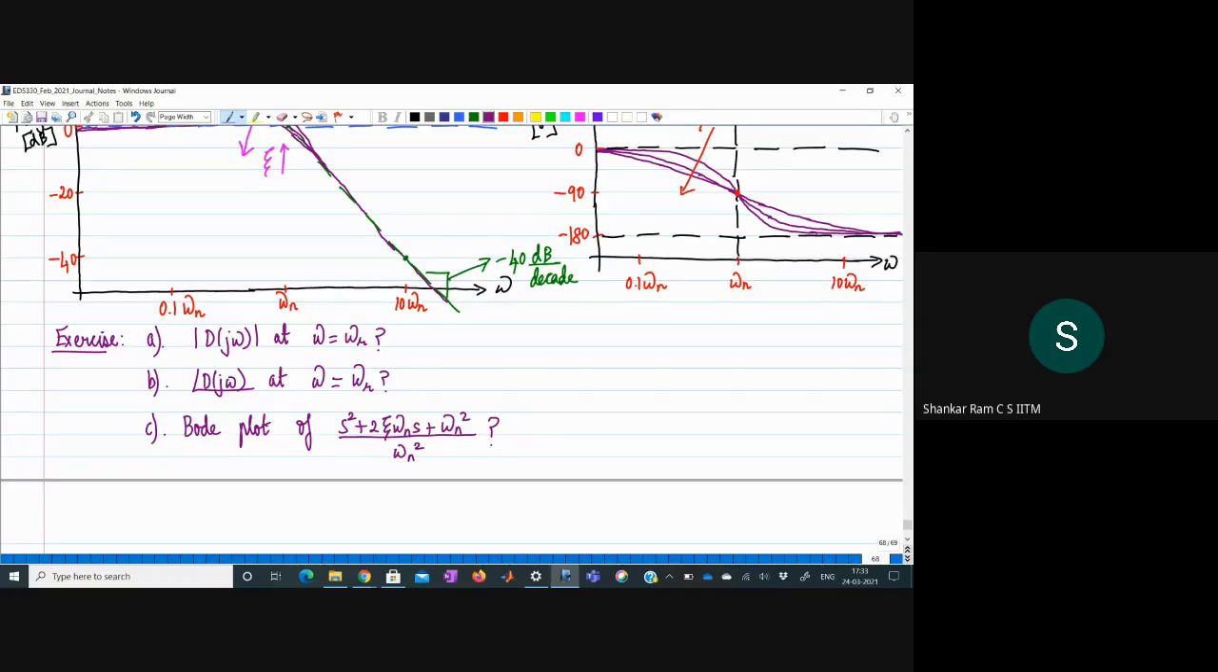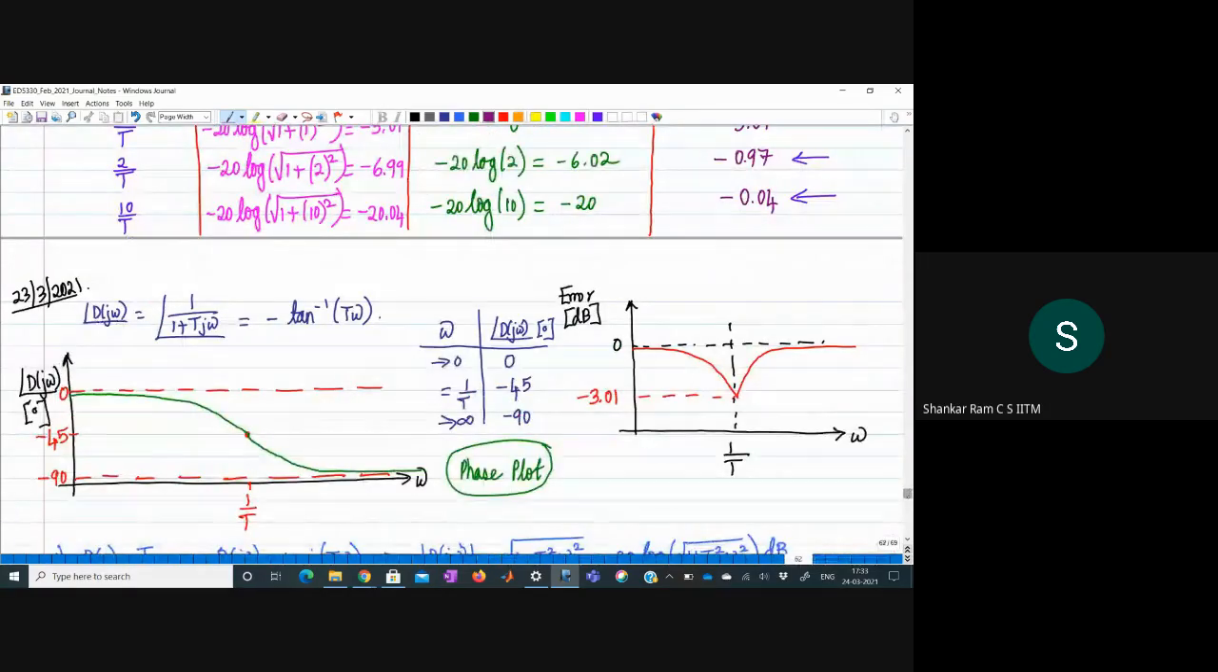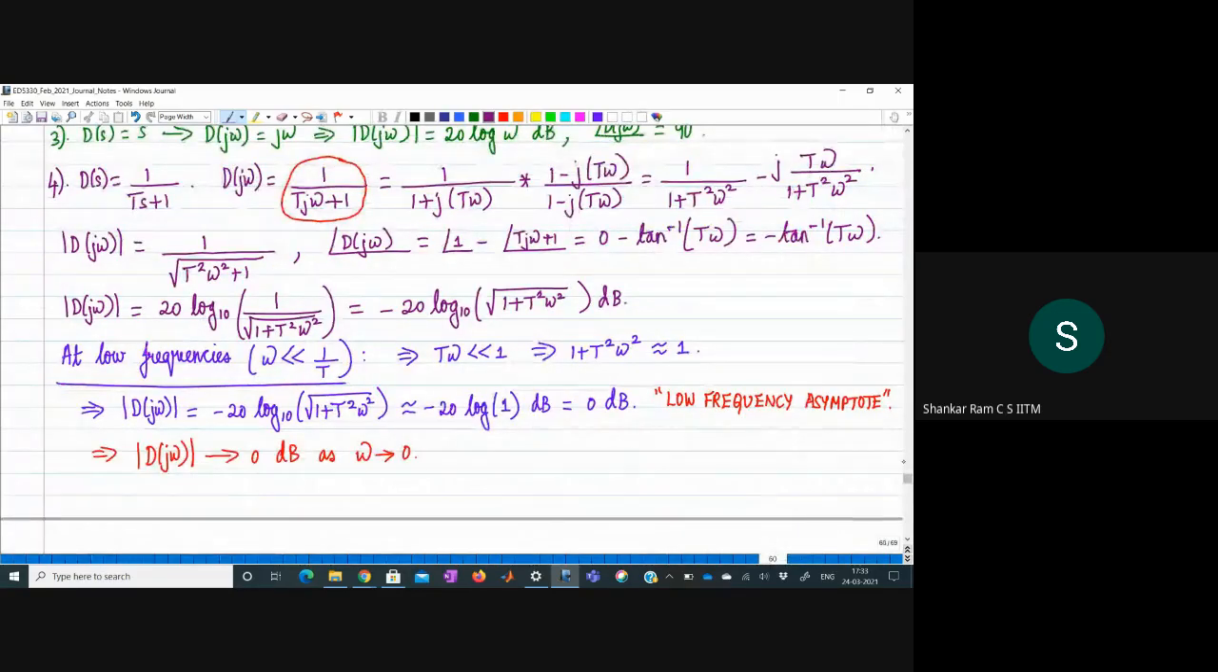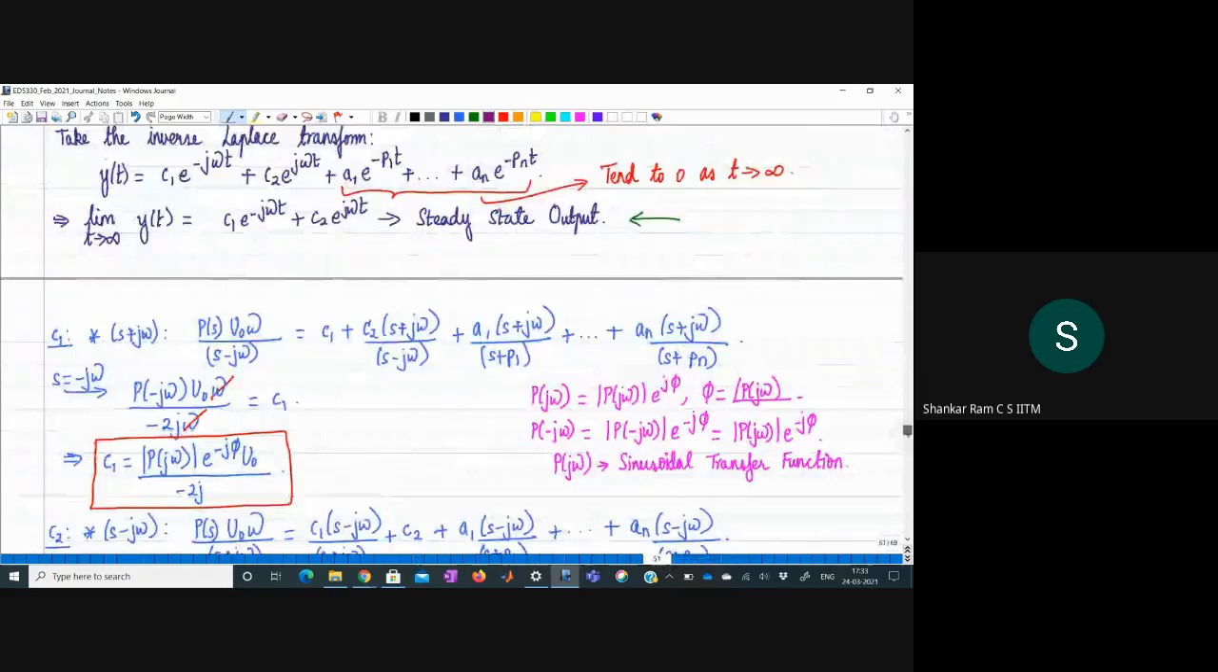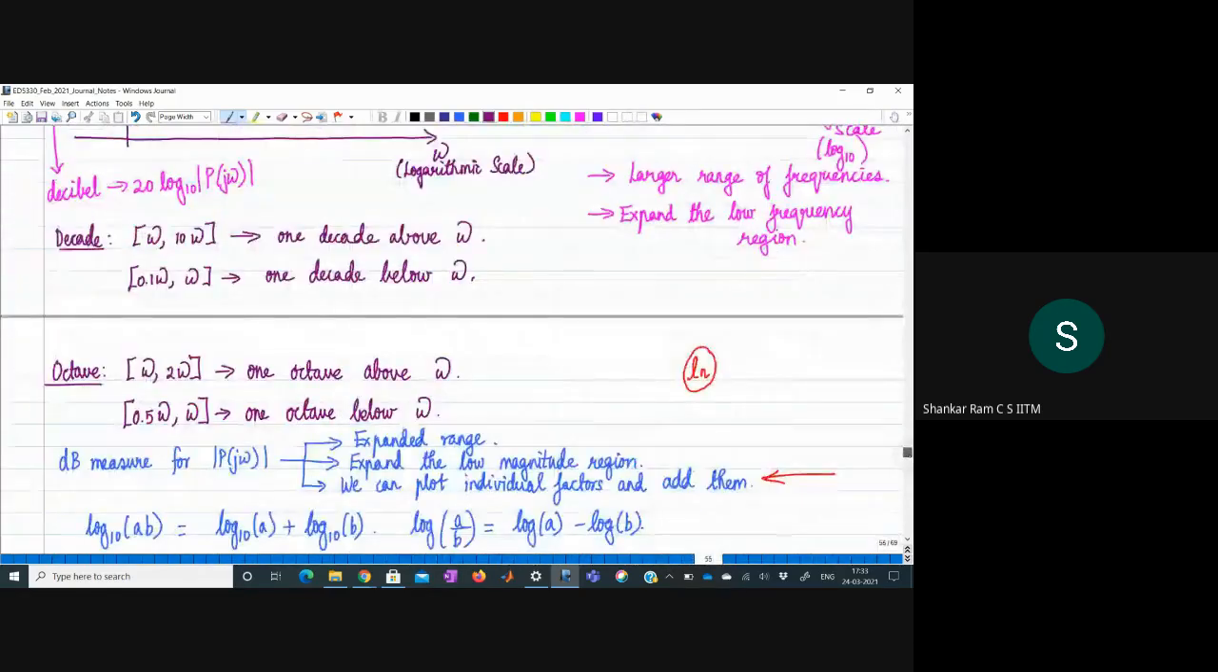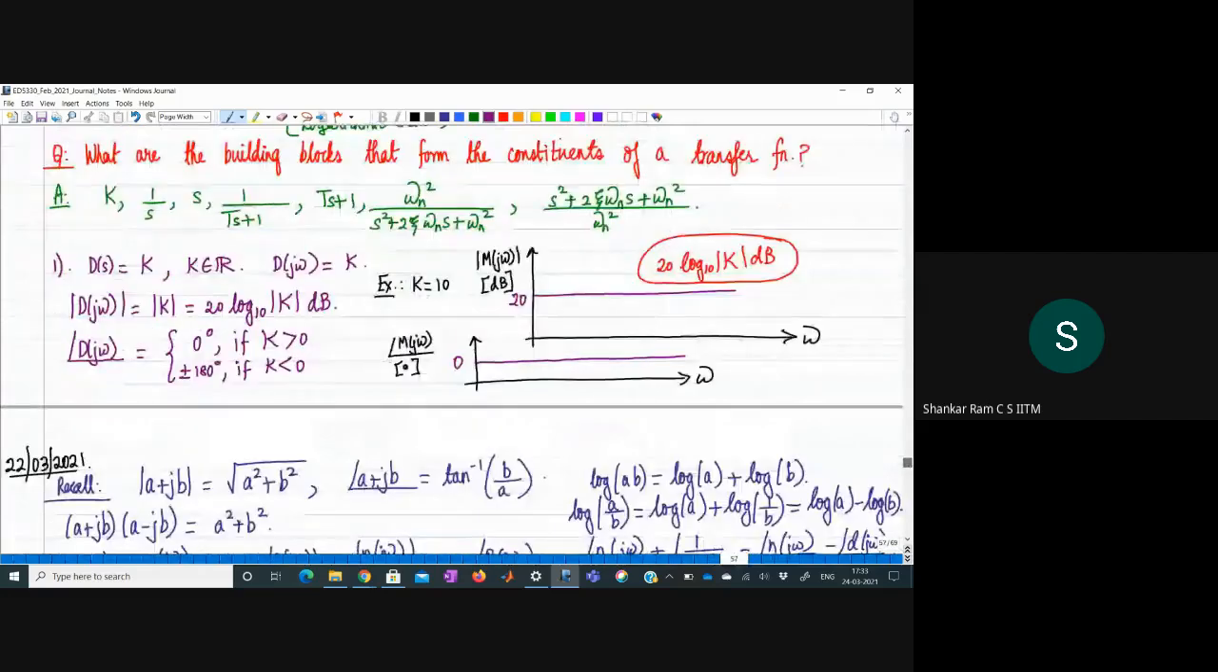Okay, so now it completes the set of all factors. If you look at all the factors that we considered in the very first class as far as plotting the Bode plot was concerned, we had the constant, 1 by s, 1 by (Ts plus 1), (Ts plus 1), and the second order factors that we considered today. So all these factors put together can be combined to get the Bode plot of any given transfer function.